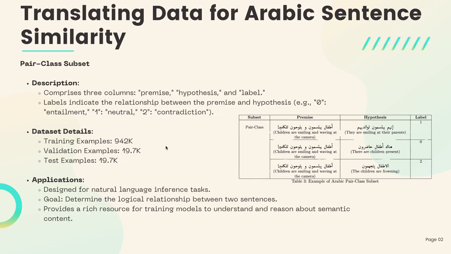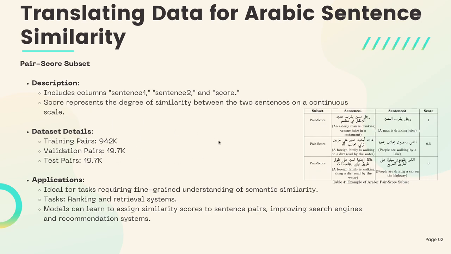Then we also have the pair class and the pair score, and the difference between them is that in the pair class we are doing the label classification, and as you can see here, the different classes of relationships between the sentences. It is a really big dataset, near 1 million, so it is a really useful dataset. We can use it as a rich resource for training these models to understand and reason about semantic content. The pair score is the same, except we are giving a similarity from 0 to 1, and we use it to assign similarity scores between two sentence pairs.